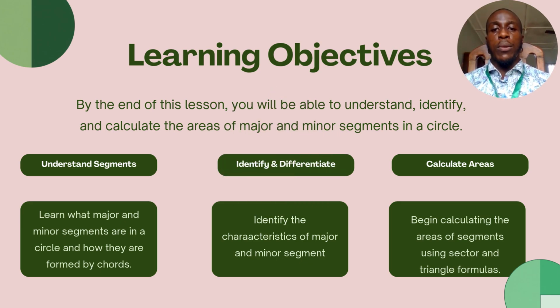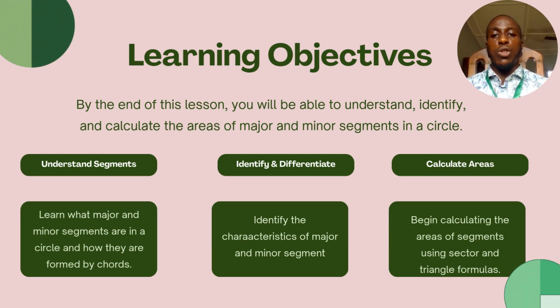Okay, so we are now in our learning objectives for this topic, and by the end of this lesson, you will be able to understand, identify, and calculate the areas of major and minor segments in a circle. One of the major objectives for this topic is to first understand segments. How can you know that this is a major and a minor segment in a circle? How can you differentiate a major and a minor segment in a circle? And how are they formed by chords? Or what is even a chord?